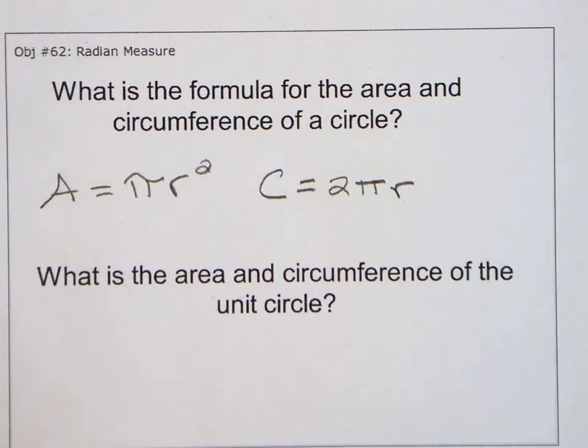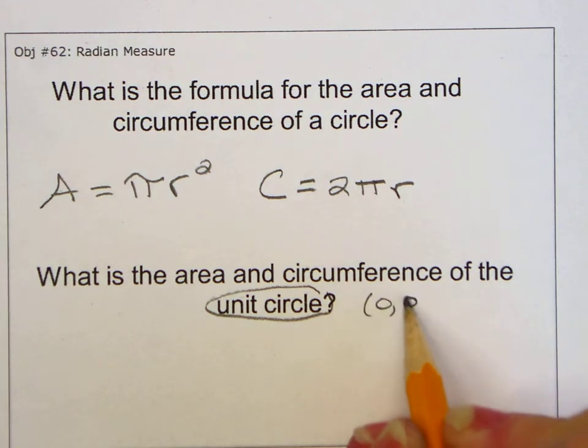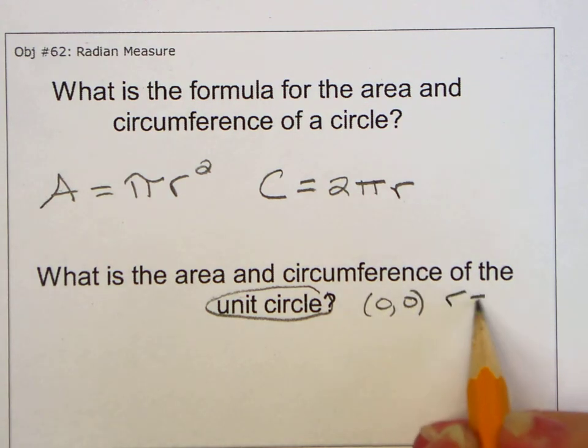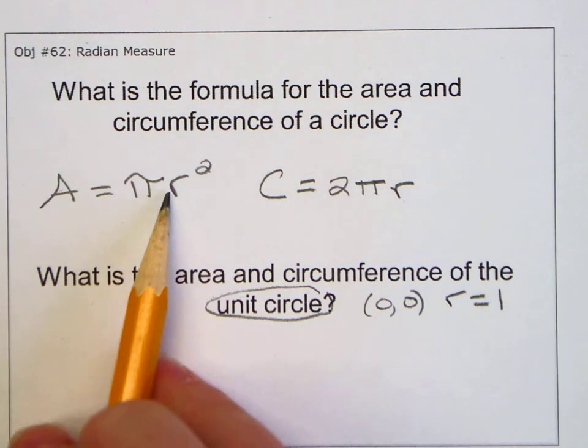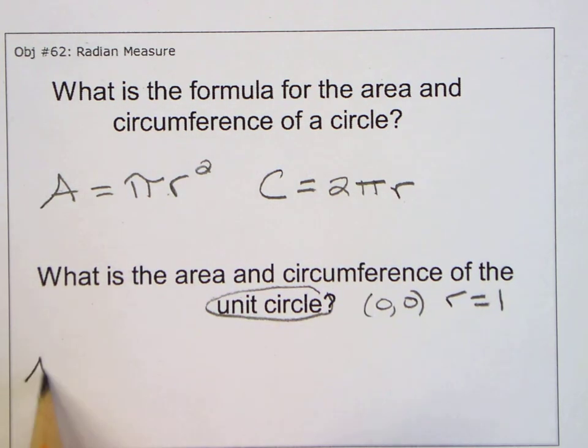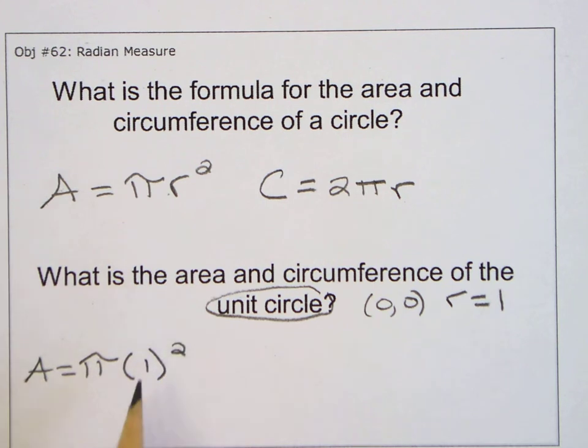Okay. So what's the area and circumference of the unit circle? So what do we know about the unit circle? It's centered at 0, 0, and its radius is 1. So all we're going to do is plug 1 in. So area equals pi times 1 squared. 1 squared is 1, so the area is just pi.